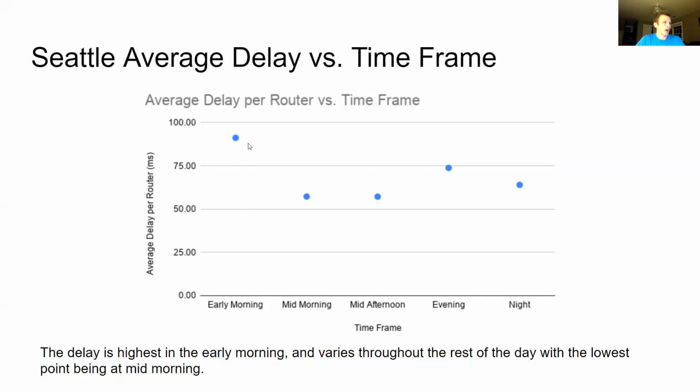So we see that the router delay is definitely the highest in the early morning at 80-ish. Then mid-morning and mid-afternoon are tied for about the lowest, and then evening and night are higher. So the important thing is that early morning is the highest, and mid-morning and mid-afternoon are the lowest average delay per time frame.